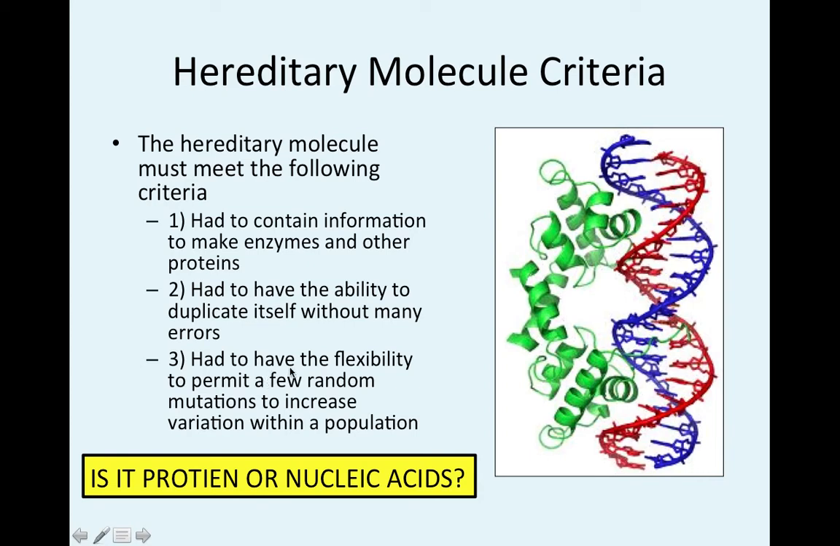And the last thing, we have to have the flexibility to permit a few random mutations to increase the variation in a population. So we have to have this genetic molecule, whatever it is, whether it's protein or nucleic acids, it has to be able to change slightly so that we can create variation. And by variation, I mean that we have to be able to change the protein or the nucleic acid slightly so that it can make people with blonde hair and people with blue eyes and people with red hair and people with green eyes, so that we can have some kind of mutation. And that's the importance of variation in a population. And we talked about that in grade 11, of how important variation is. We can't all be clones of each other, that's horrible.